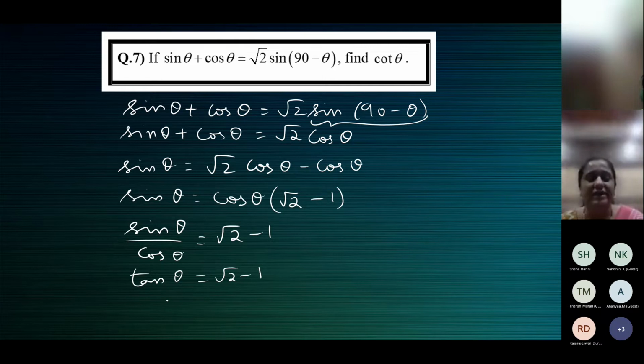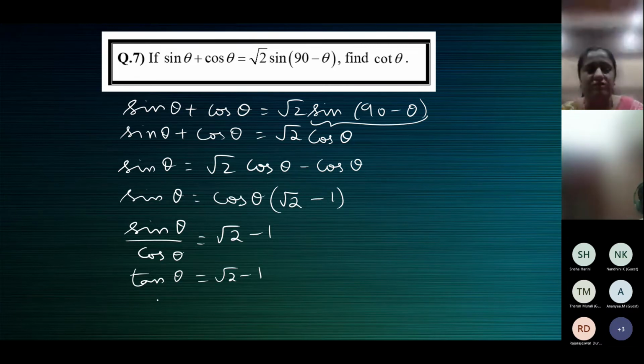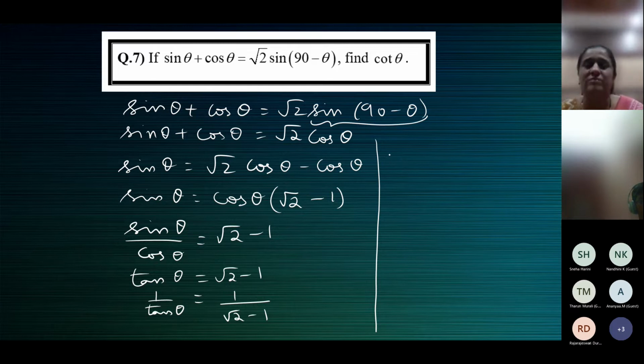Or what you can do is you can take reciprocals on both the sides. So you will get 1 by tan theta is equal to 1 by root 2 minus 1. So now what is 1 by tan theta? Cot theta. See, first I take reciprocals on both the sides. Tan theta, I write it as 1 by tan theta. Root 2 minus 1, I write it as 1 by root 2 minus 1.